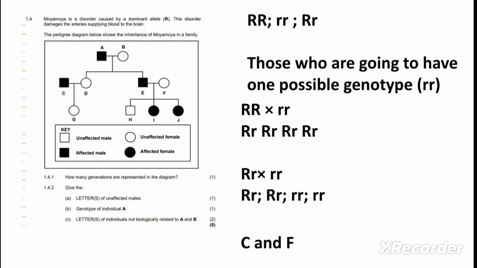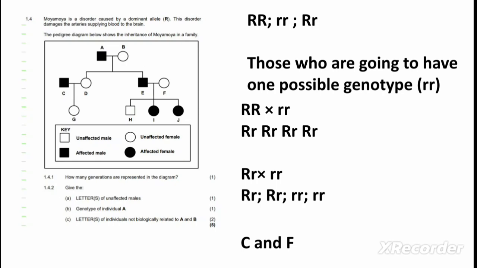Genotype of individual A. So individual A is affected, and we said people who are affected, they are either capital letter RR or heterozygous. So how to find that out? We're going to first take the first genotype, capital letter RR, and multiply with the genotype of the woman. We already know her genotype when we were answering that question of those who are going to have one possible genotype. So how we multiply here is that I take the first big R and then combine it with the first small r this side.